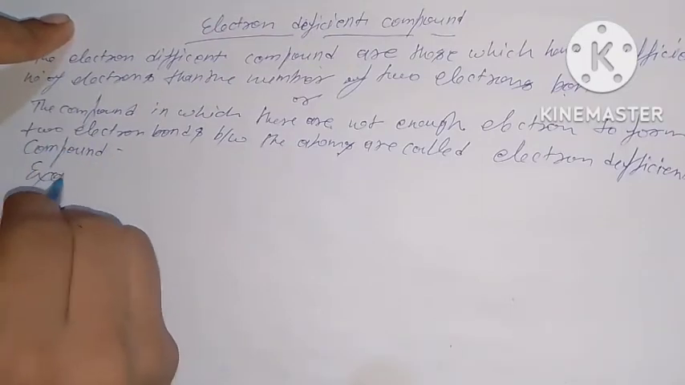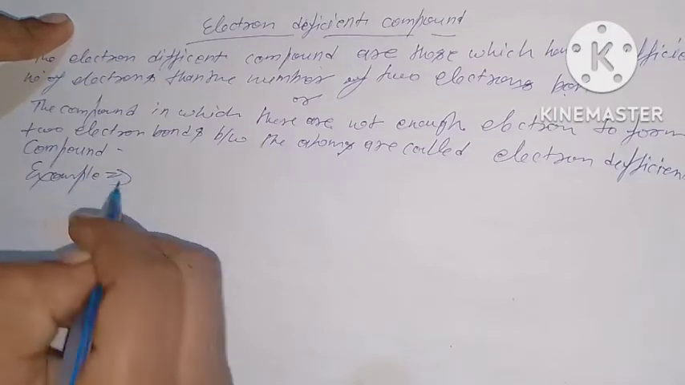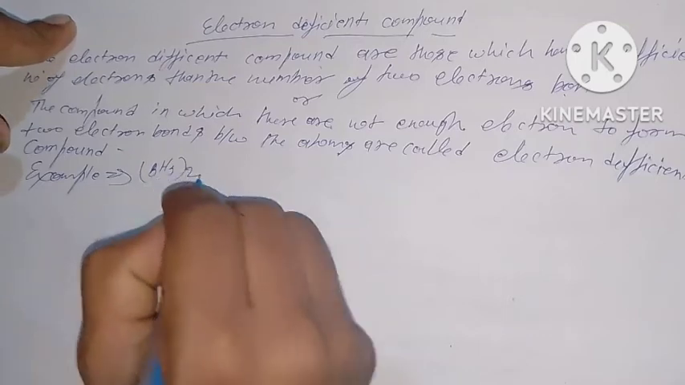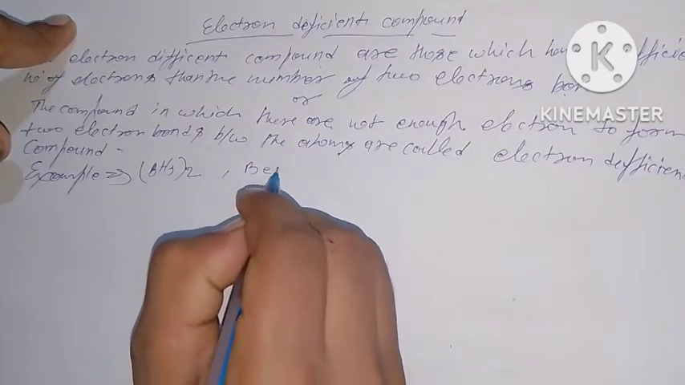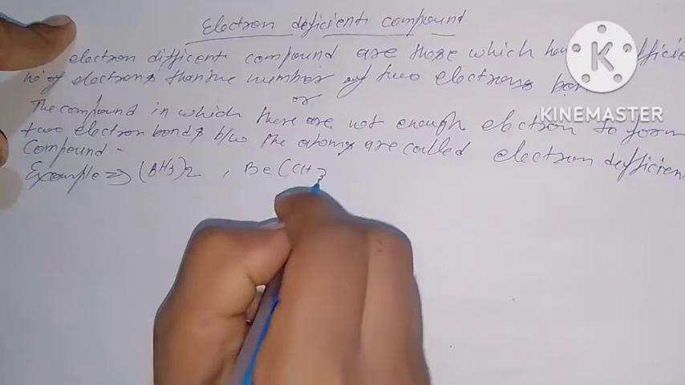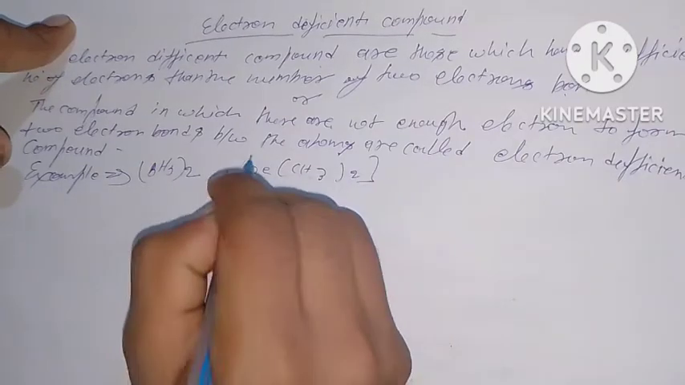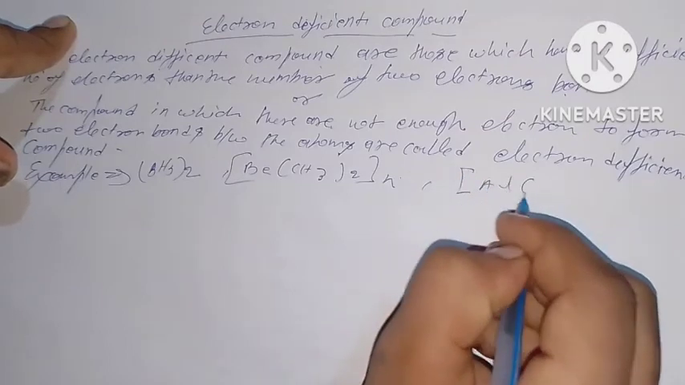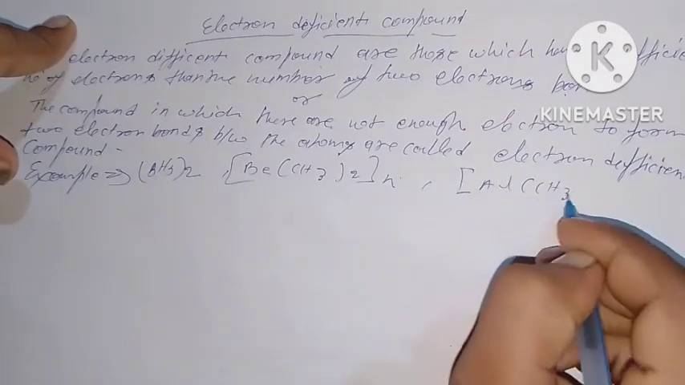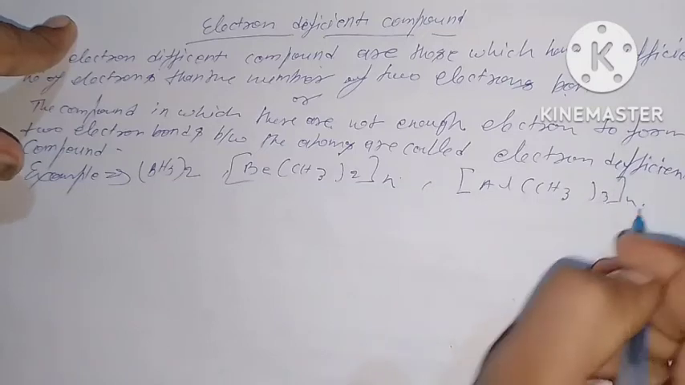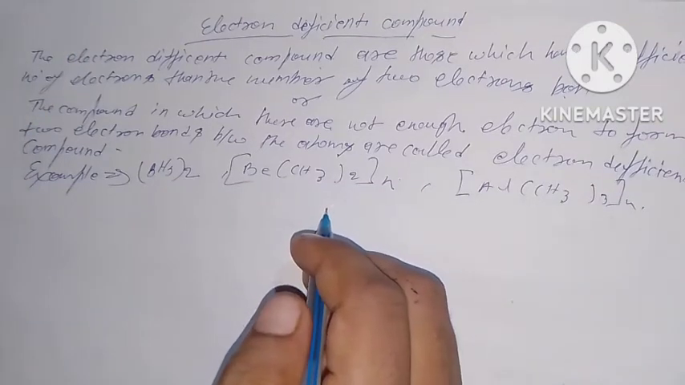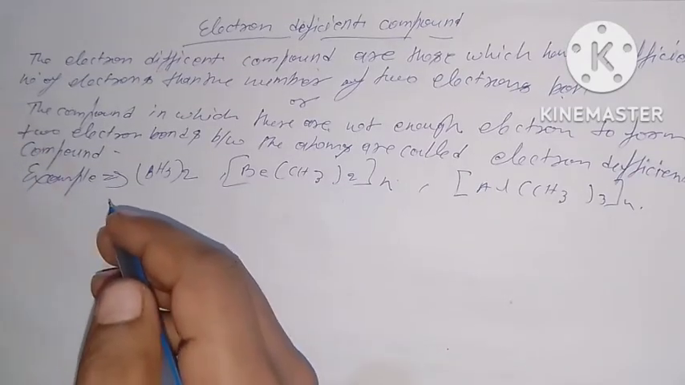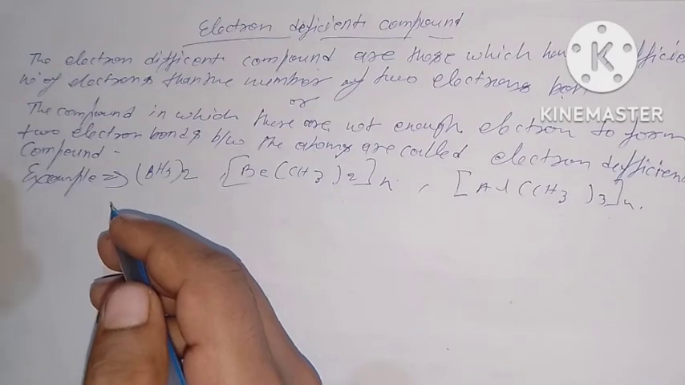Example: BH3, Be(CH3)2 n, and Al(CH3)3 n, etc. are electron deficient compounds as they do not consist enough electrons to form two electron bonds between the atoms.